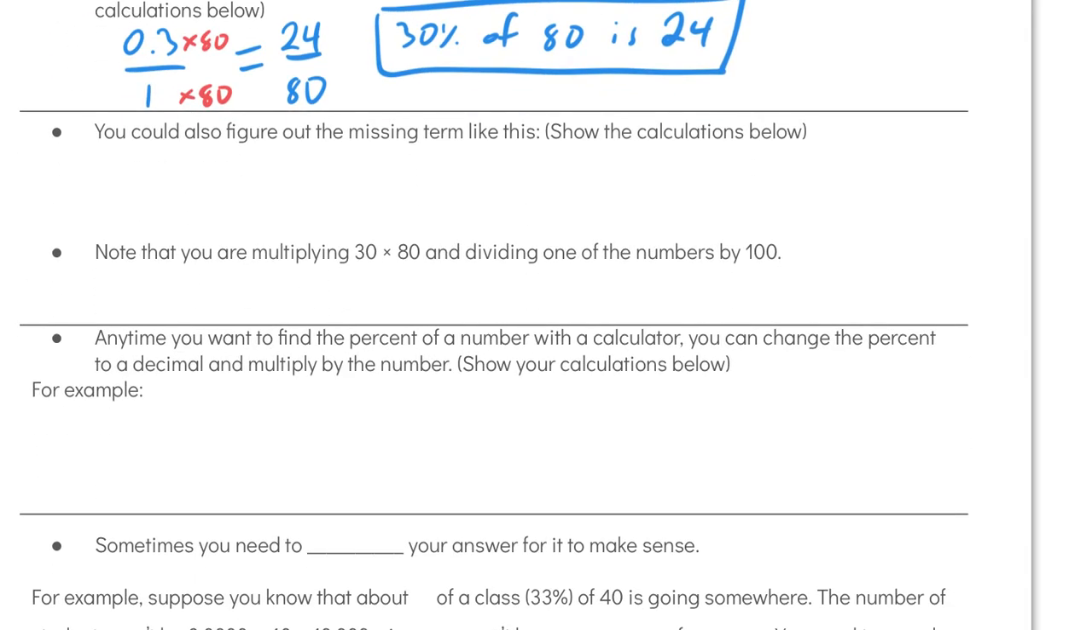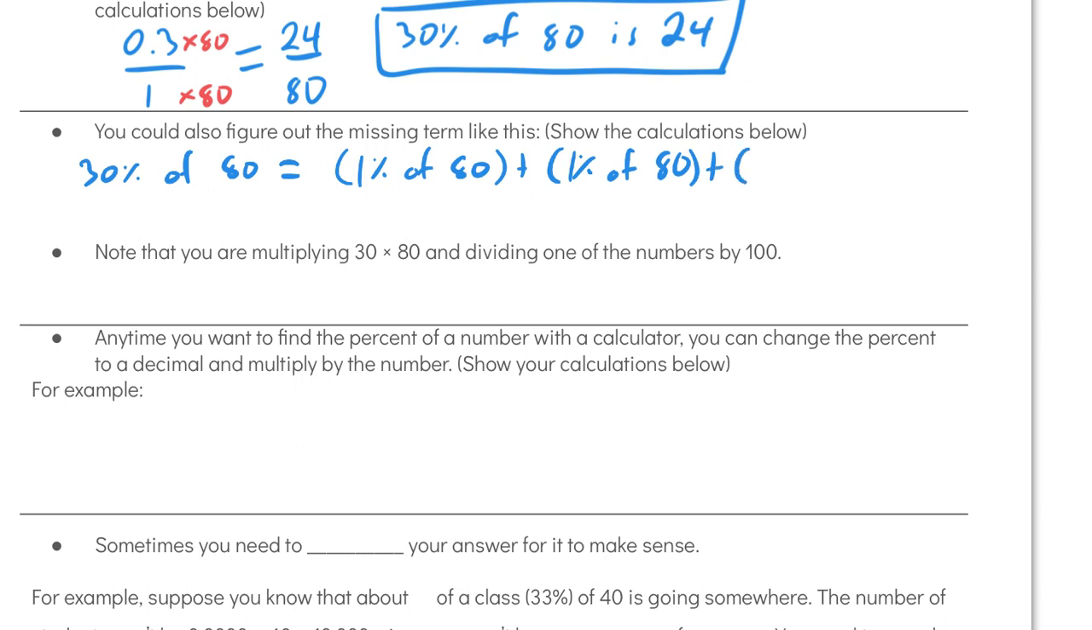Now I can also think of this as 30 groups of 1% of 80. Okay, so I can say 30% of 80 is the same as, well, I can write it out like this, like 1% of 80 plus another 1% of 80 plus another 1% of 80. And already I'm getting cramps in my hands because I would have to write this another 27 times. I don't have the time for that. I don't have the paper for that.